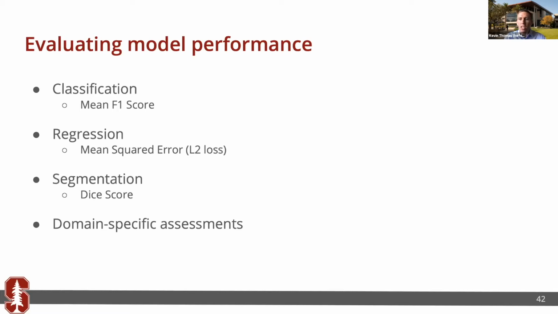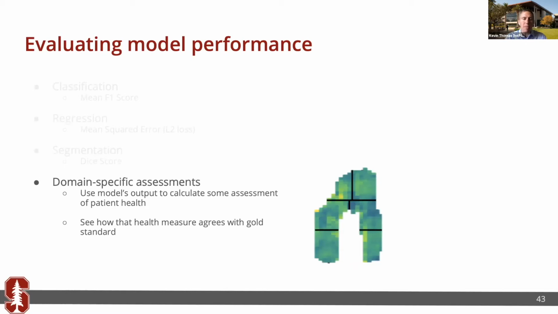And you might also want to use domain-specific assessments to measure how well your model is doing. This gives you the chance to use your personal expertise in your domain to identify what the model actually needs to be good at. So this often involves using a model's output to calculate some assessment of patient health, and then assessing how well that health measurement agrees with the gold standard. So for example, in the first half of my talk, I first segmented the cartilage in my knee MRIs using my model. And then I used those segmentations to generate T2 maps to measure cartilage health. And then I compared how well the T2 maps from my model agreed with those of the radiologist.